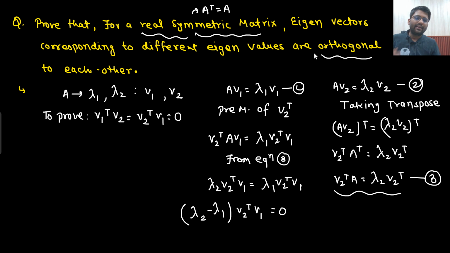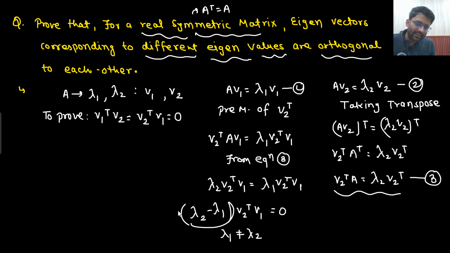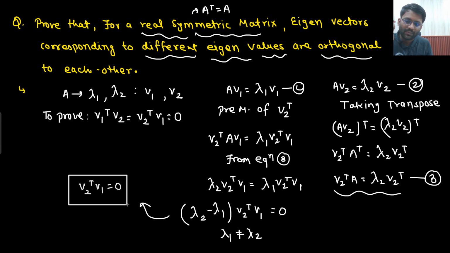Now what is given? That lambda 1 and lambda 2 are different, corresponding to different eigenvalues. So lambda 1 is not equal to lambda 2. That means their difference cannot be 0. So who has to be 0? This guy has to be 0. What does that mean? From here, what I can prove is that v2 transpose into v1 would be equal to 0. There you go. What does that mean? v1 and v2 are orthogonal to each other.